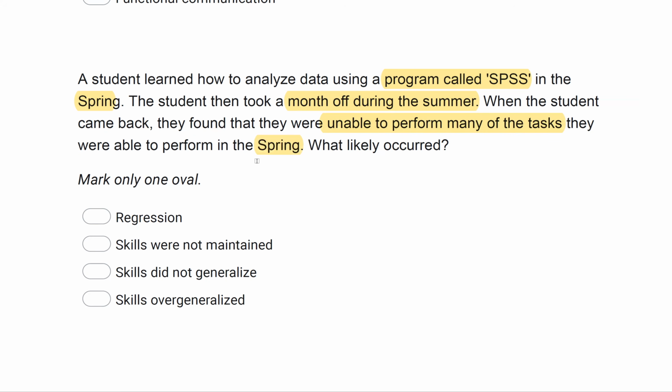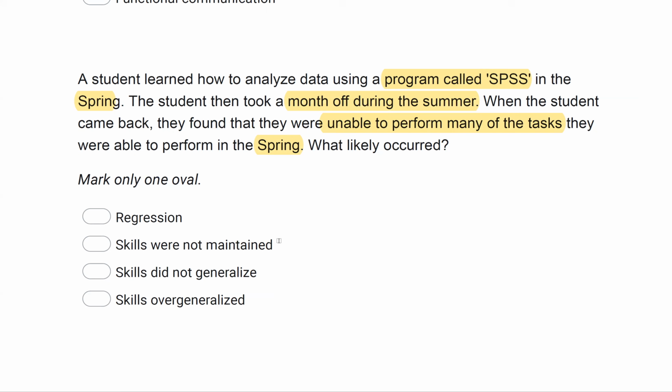So they learned how to do something in the spring. They took a month off from learning in the summer. When they came back, they can no longer do all these things they were able to do in the spring. What does that sound like to you? A, regression. Remember, we don't use regression in a technical standpoint, okay? Regression is not a technical word, right? If you're going to use regression, what you're usually referring to is a lack of maintenance, when a skill has not maintained.